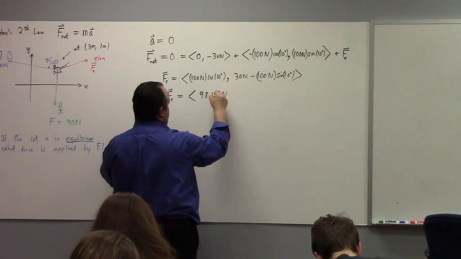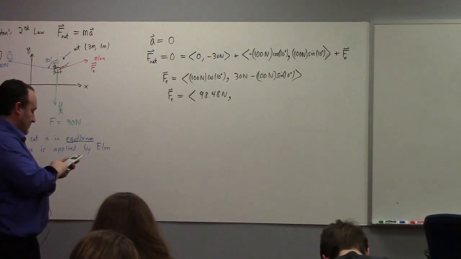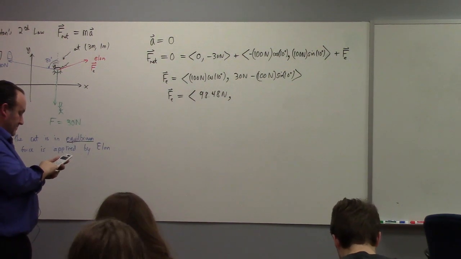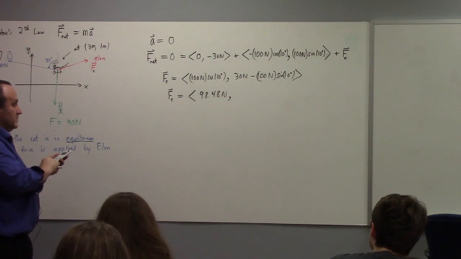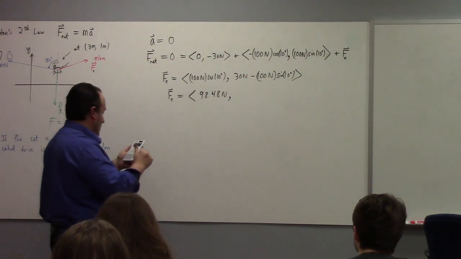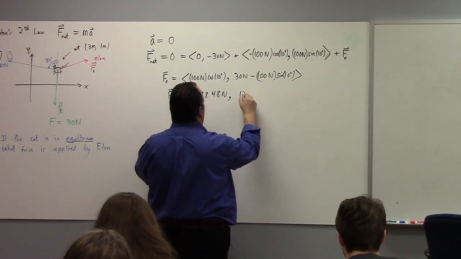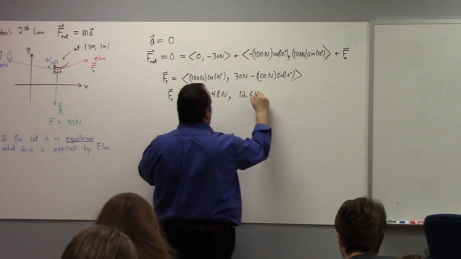98.48 newtons for your x component. And then what have I got? I got 30 minus 100 times the sine of 10. Would it be negative since, like... No. And this is, I'll return to your question in just a second here, but I think I'm right. But I could be wrong.